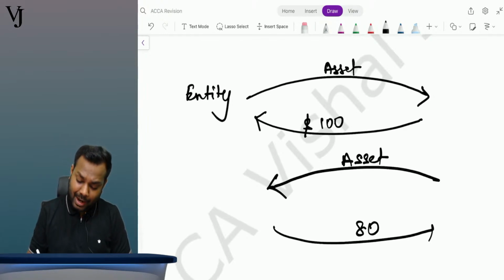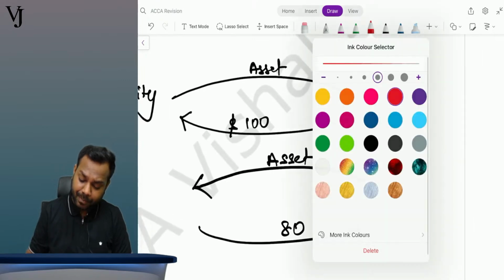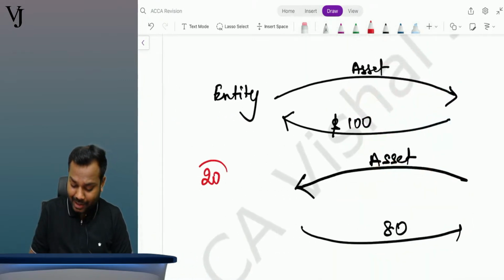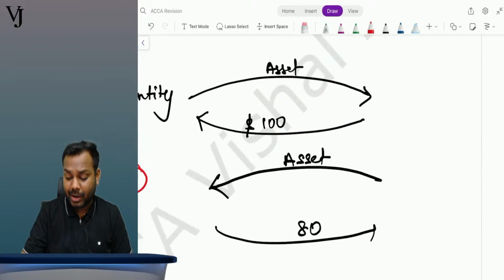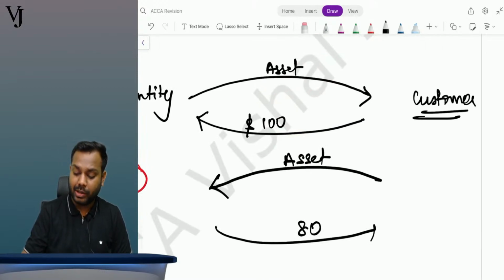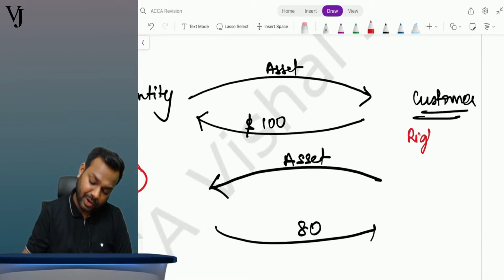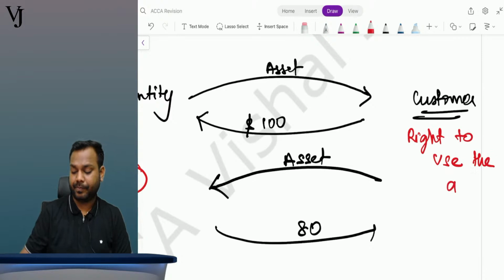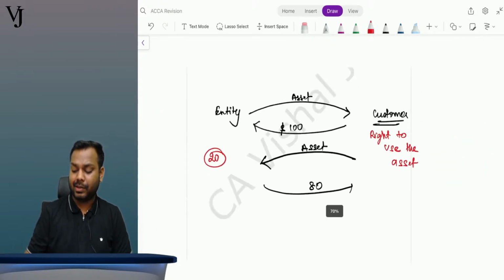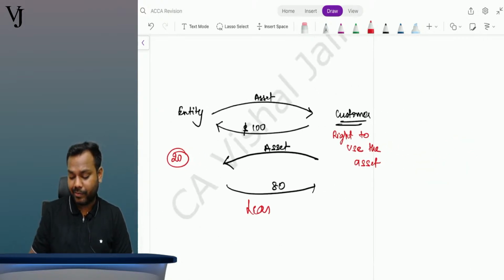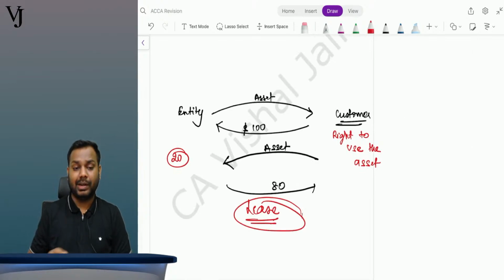Now, what did the entity get? The entity got 20 extra. What did the customer get? The customer got the right to use the asset for that specified period, and hence it is called a lease transaction.